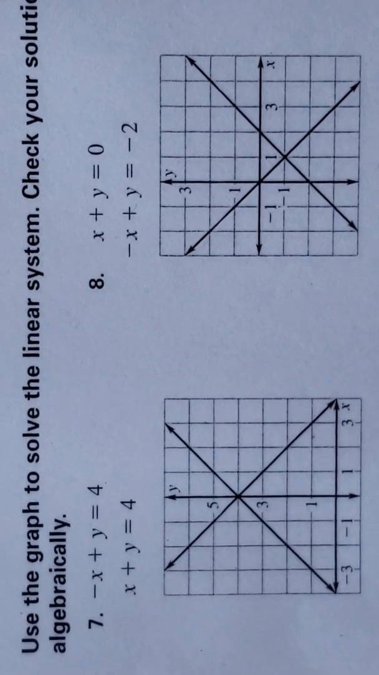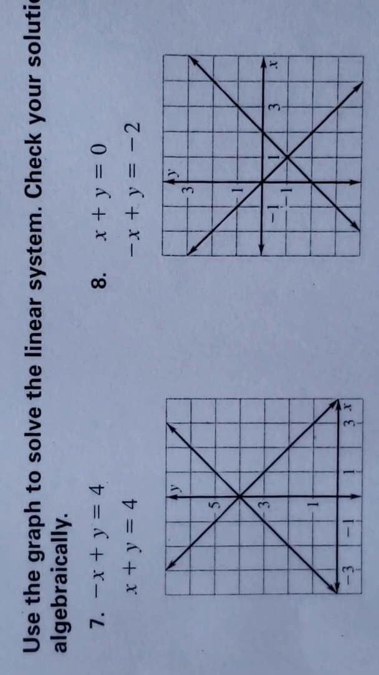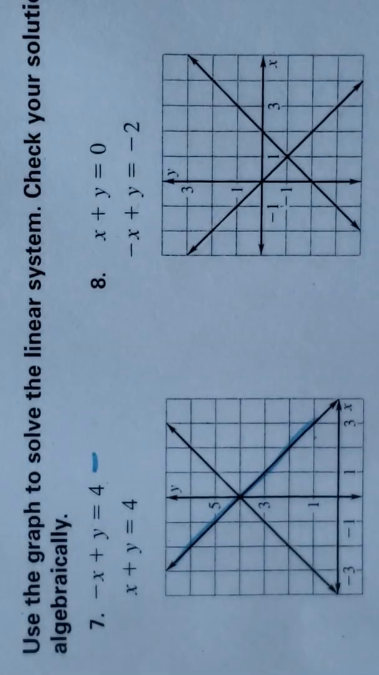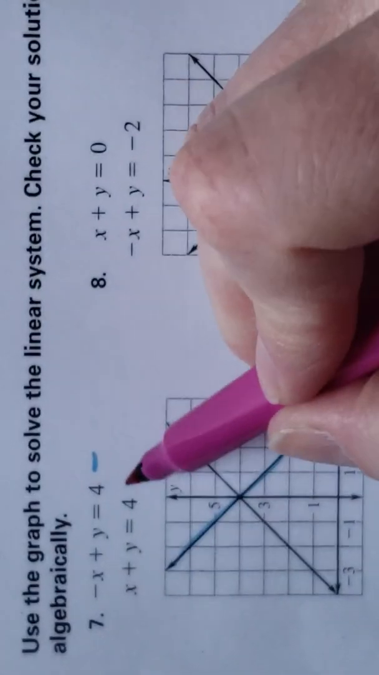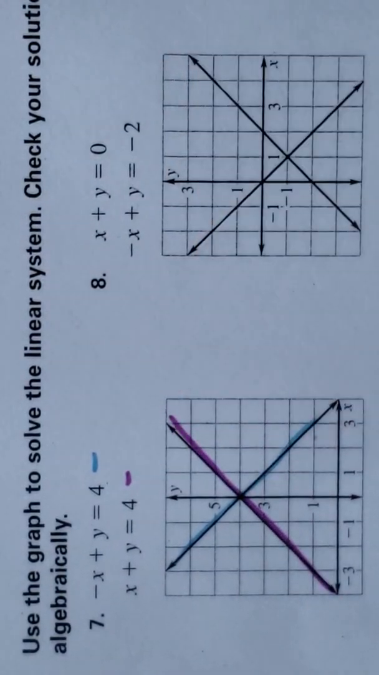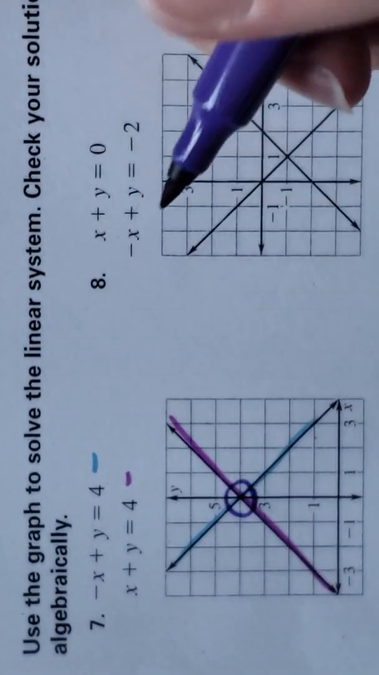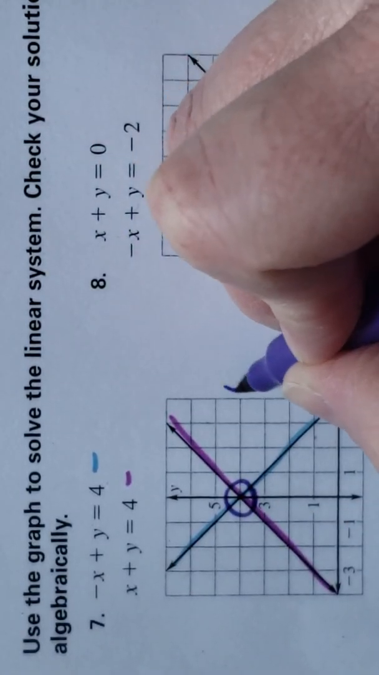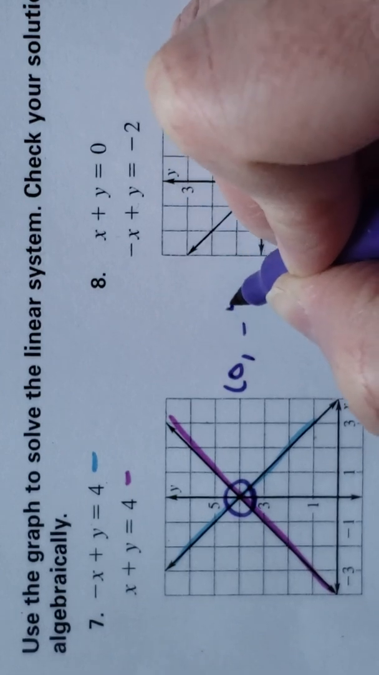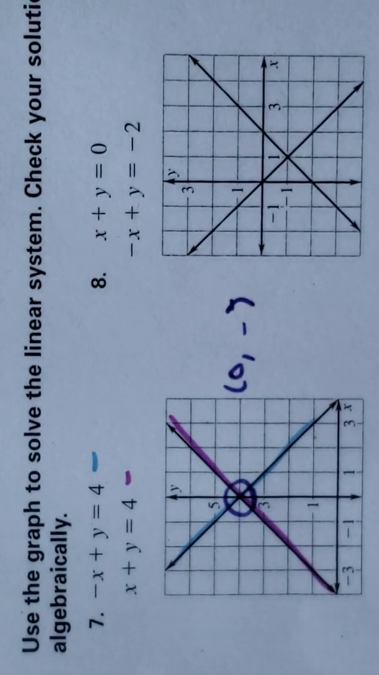For this next section, you'll use this graph to solve the linear system. This has already been done for you. So this is this one, and this is this one, and your job is to find the intersection, which is the solution. So 0 what? You tell me. I started to write the answer. Okay, you can do 8 and 9.